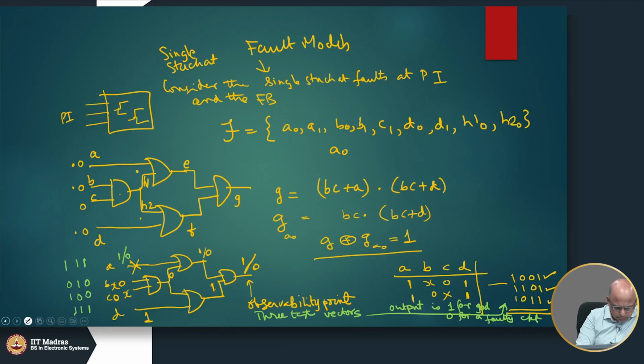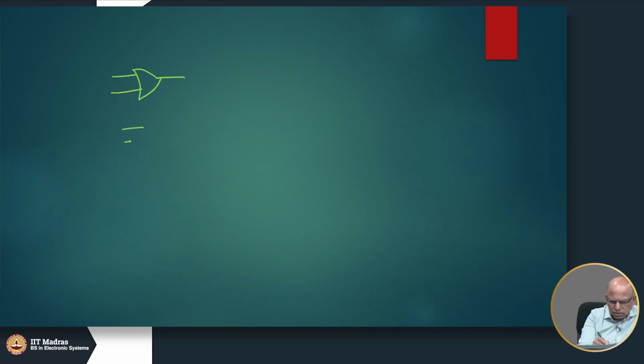Let me do one or two more exercises. So, I had an OR gate like this and I had an AND gate like this.